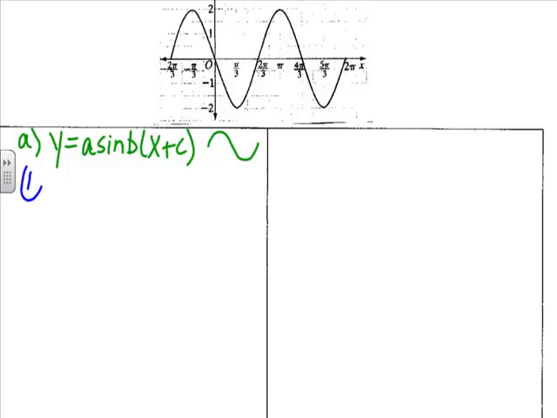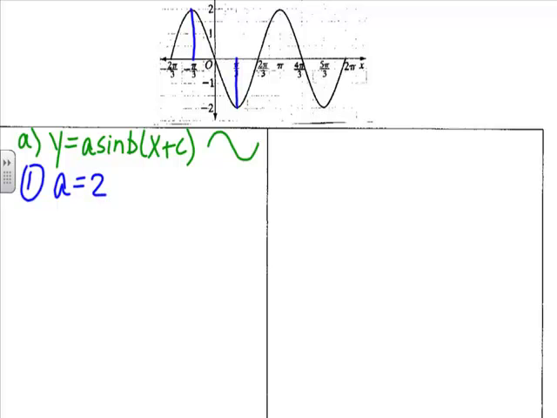So we're going to start easy. We're going to start with 1. In order to figure out what the amplitude is, I think in this case it's pretty straightforward because you can just look up here and see it goes up 2, down 2, so the amplitude in this case is 2.